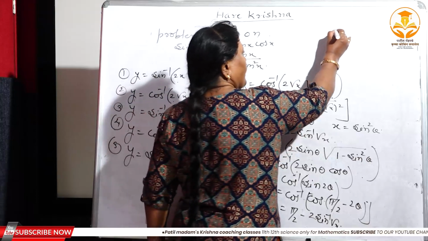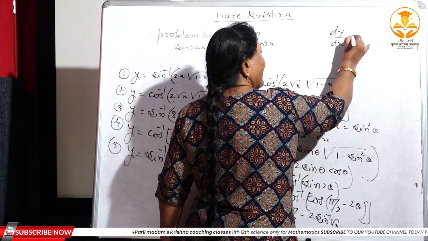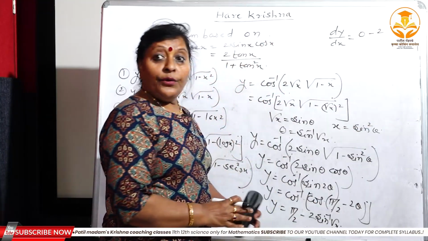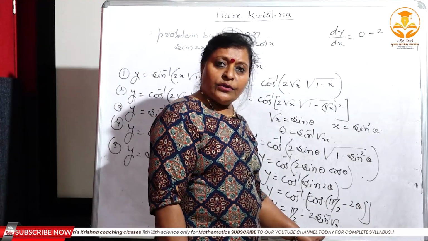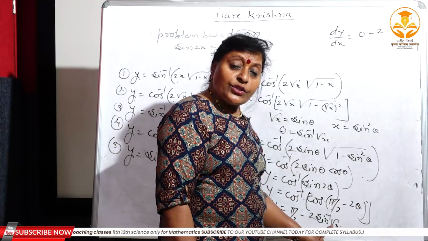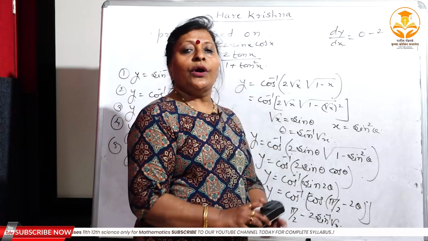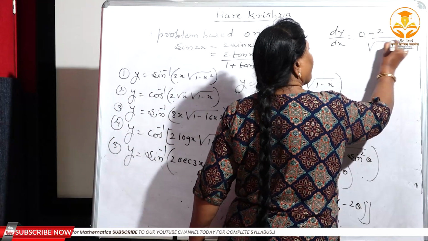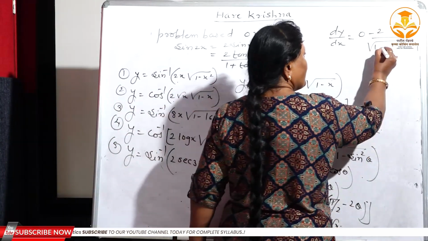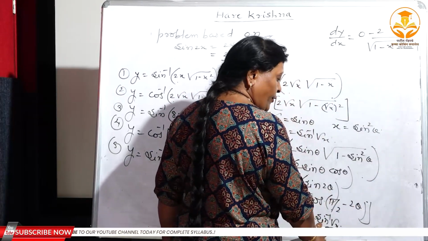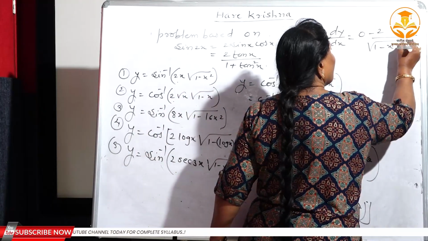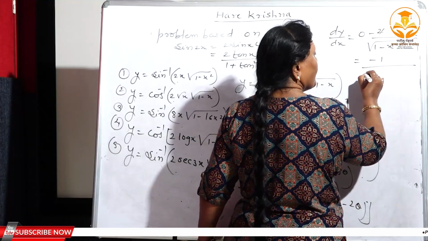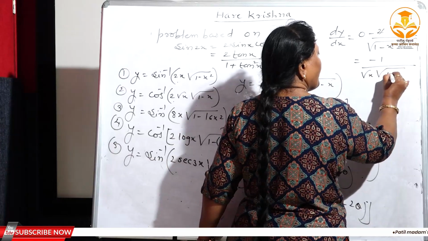Again dy by dx. See here, the derivative of pi by 2 is 0. Minus 2 remains as it is. Again you have to apply the chain rule. Here you have to substitute u. Sin inverse u, what is the derivative of sin inverse u? 1 upon root of 1 minus u square, means 1 upon root of 1 minus root x square, means x. And what is the derivative of root x? That is 1 upon 2 root x. 2 gets cancelled. Here you have got minus 1 divided by root x and root of 1 minus x.